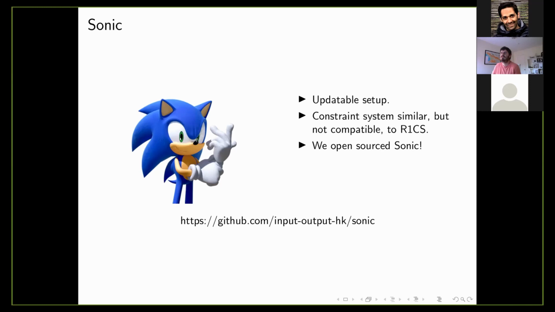And we have a constraint system that is very similar to R1CS, but unfortunately it's not compatible. Although it's similar, the small differences make a huge problem for compatibility and interoperability. And the good news here is that we open sourced the implementation recently. Last week we created the GitHub and made it public. So you can see the link here.